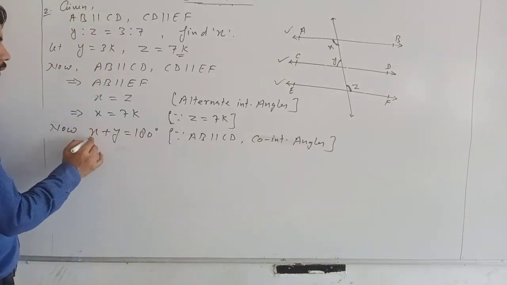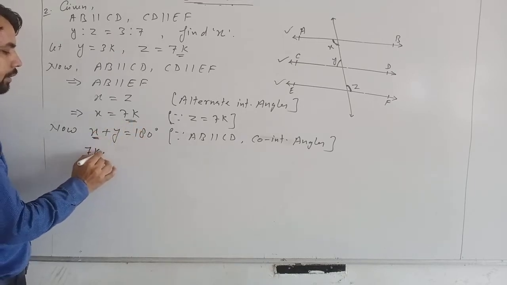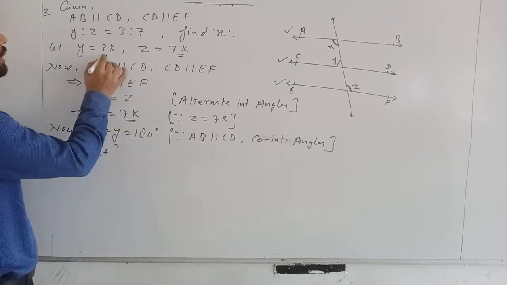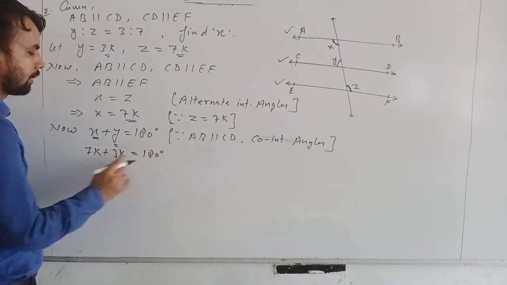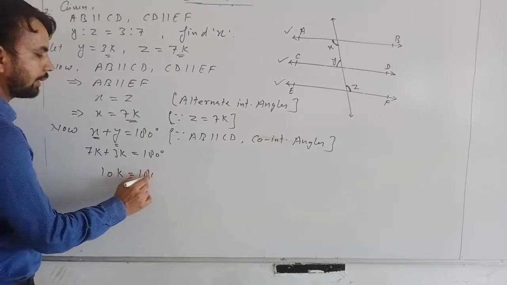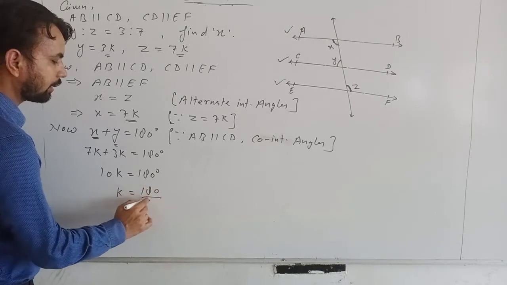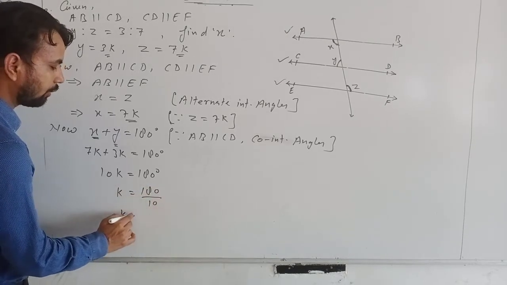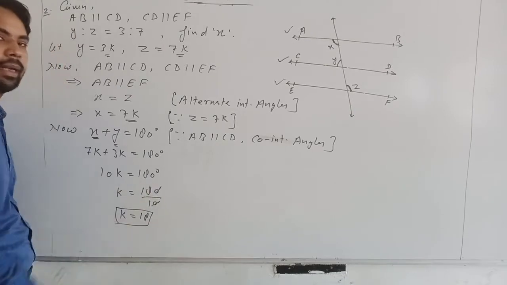Now see, we have to put the value of X. X is 7K plus Y is 3K equals 180 degrees. 7K plus 3K is 10K equals 180 degrees. Now K equals 180 upon 10. Then the value of K is 18.